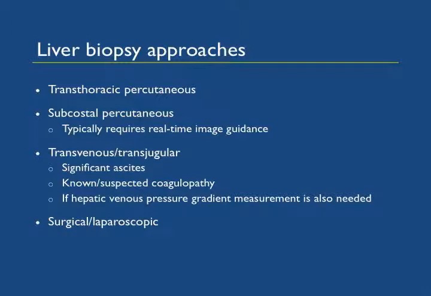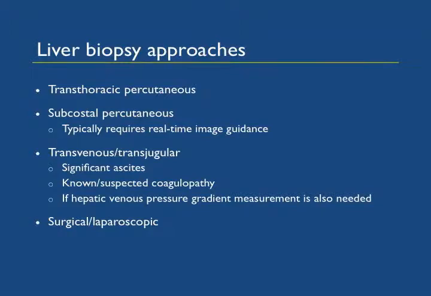This can be an option, for example, if there is significant ascites, if there is a known or suspected coagulopathy or other bleeding diathesis, or if hepatic venous pressure gradient measurement is also needed. A final approach is the surgical or laparoscopic approach. This is sometimes done when a patient is otherwise having another surgical procedure and liver disease is suspected at the time.